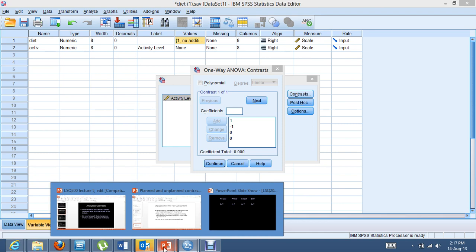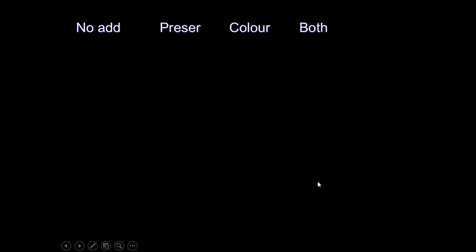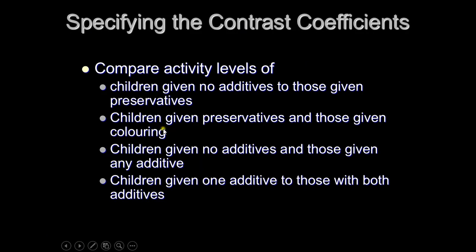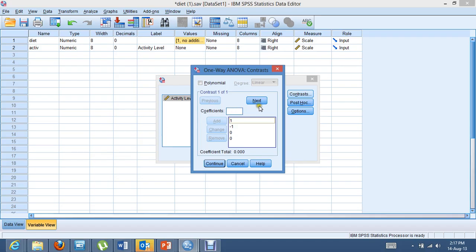Now the next comparison was children given preservatives and those given colouring, which were groups 2 and 3. So we go next, we give the no additives group a contrast coefficient of 0. For children given preservatives, a contrast coefficient of 1. Children given colouring, a contrast coefficient of -1. And then the final group that was given both is not in the analysis. By the way, it doesn't matter which group's got the positive valence and which one's got the negative valence coefficient. It doesn't make any difference.